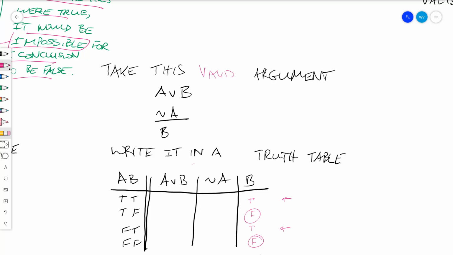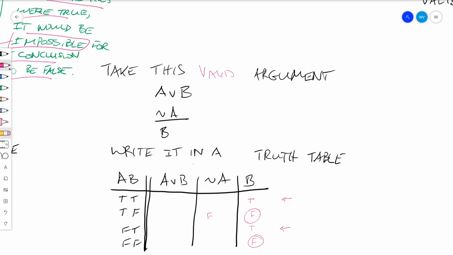And on line 2, since A is true, not A is false. Now again, as soon as we know that we don't have all true premises together with a false conclusion on line 2 because the second premise is false on line 2. Turns out the first premise is true. You could write a T there for the A or B because A is true. But you don't have to. This is enough to show that line 2 doesn't have true premises together with a false conclusion.